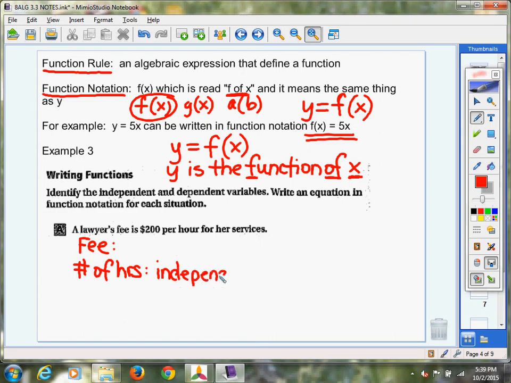That's my independent variable. This is going to be my x, okay? And my fee depends on how many hours that she worked with this client. And I don't know how many hours. So if I don't know, that's my x.